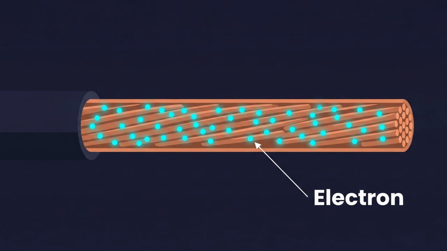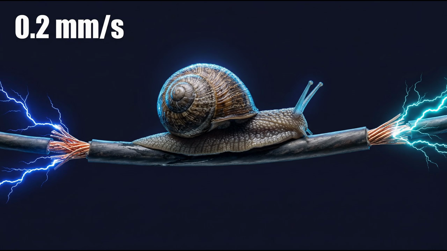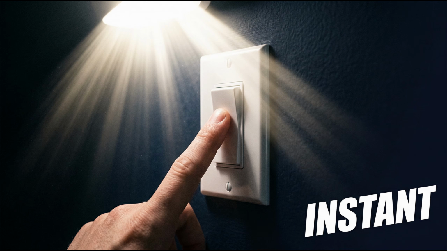Electrons, the tiny particles that carry electricity through every wire in your house, move at 0.2 millimeters per second. That's slower than a garden snail. But flip a light switch, and the light turns on instantly.